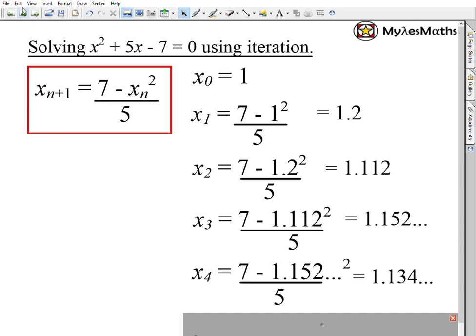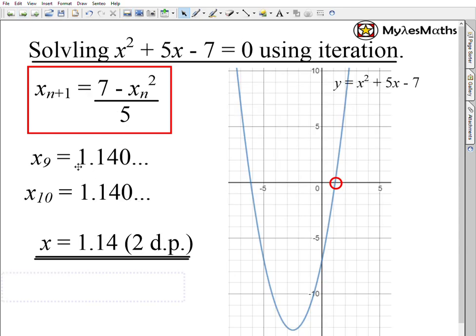Now, if I continue this process, by the time I get to the 9th and 10th iterations, I find that they're 1.140 something and 1.140 something. Clearly, they're not quite the same past the 3rd decimal place. However, to 2 decimal places, I can see this is 1.14.